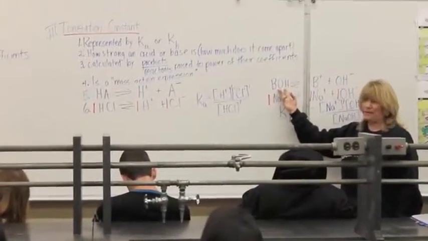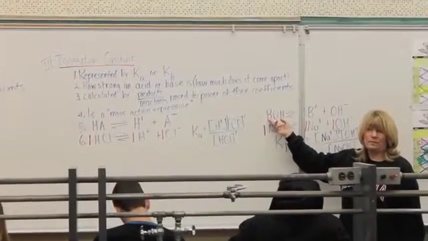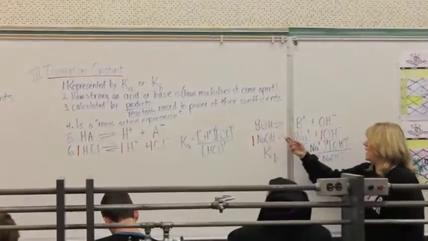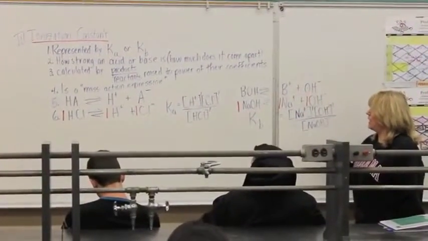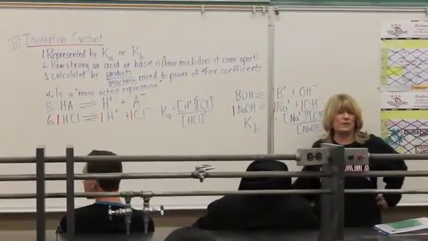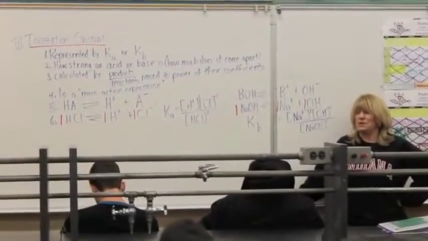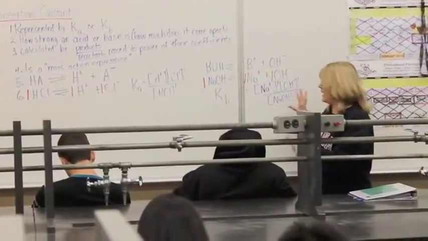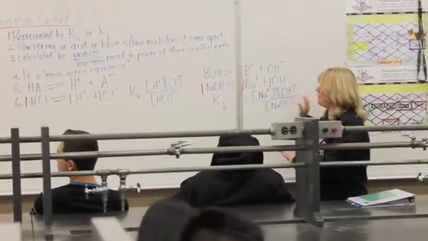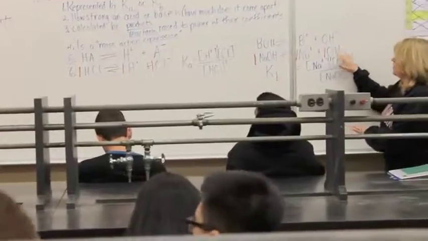Now let's look at a base. We have a base, which is any metal attached to the hydroxide ion. Obviously it's going to come apart into a metal and the hydroxide ion. So here's a specific example. Again, probably not the best example in the world because sodium hydroxide is a very strong base and comes apart almost completely. But as an example of how to set up our law, we have sodium hydroxide, which will come apart into one sodium and one hydroxide.